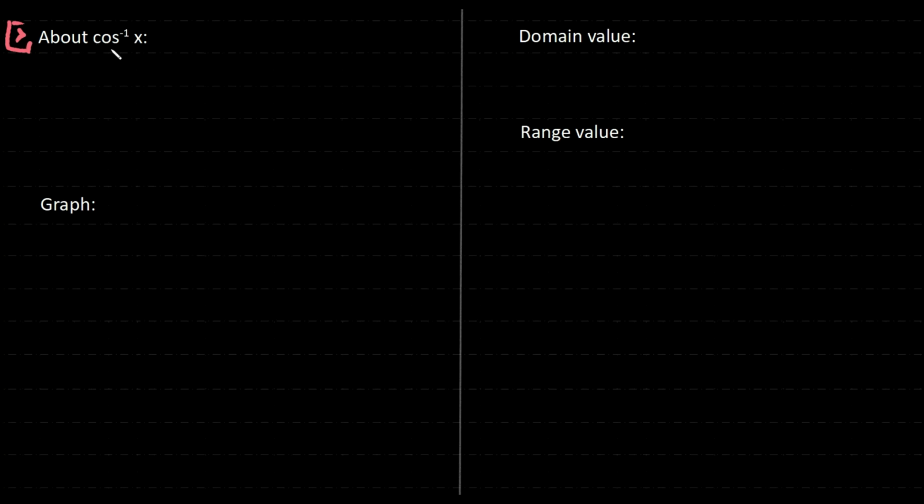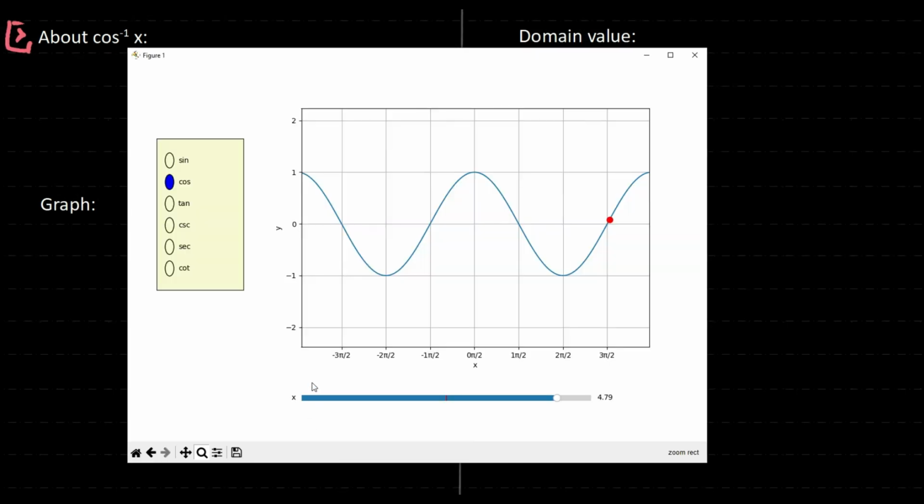I hope you guys have seen sine inverse of x. Post that only this will make sense. Okay, first thing first, how does cos x look like?